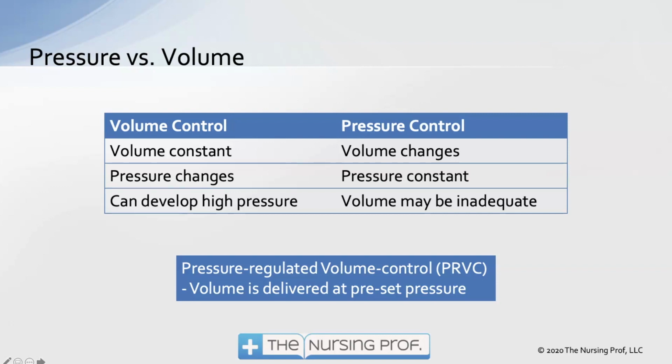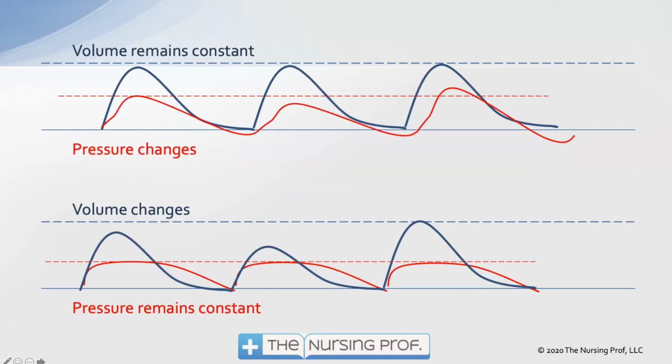Another option would be, let's use pressure-regulated volume control. So the volume is delivered at a preset pressure. Well, how could that be? We just said that with volume control, pressure changes. With pressure control, volume changes. So how can we have both volume and pressure remain constant? The thing we change with pressure-regulated volume control is time. Let's take a look at what these look like.